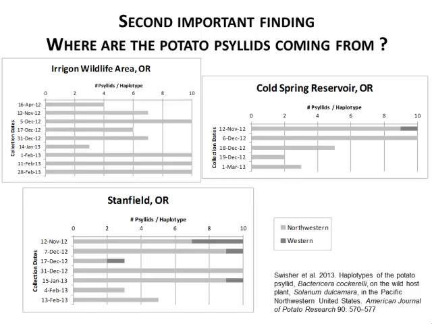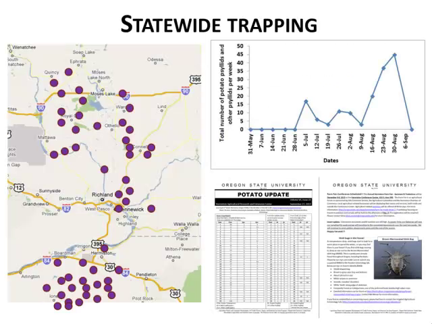There are some follow-up papers. This is just for the winter months, but there are some follow-up papers led by Kylie as well, where you can see how this information also translates into those commercial fields, where the majority of those psyllids found in commercial fields are also from the northwestern haplotype. So we believe that this is excellent information.